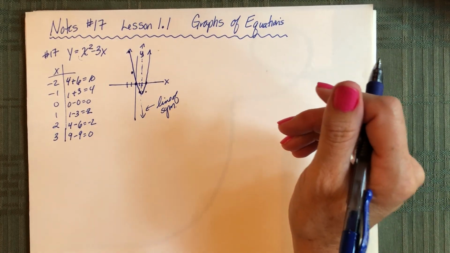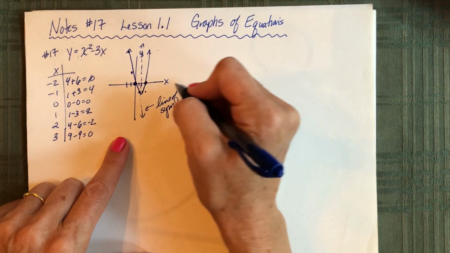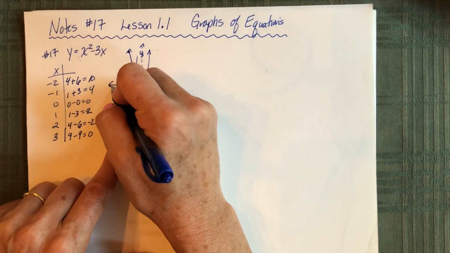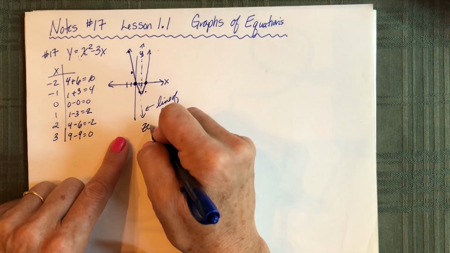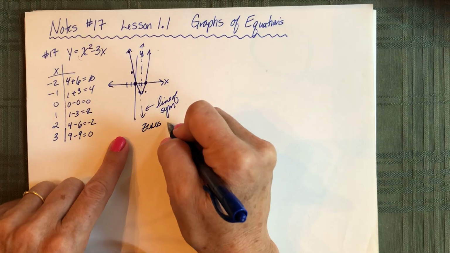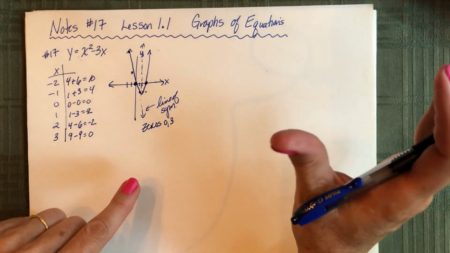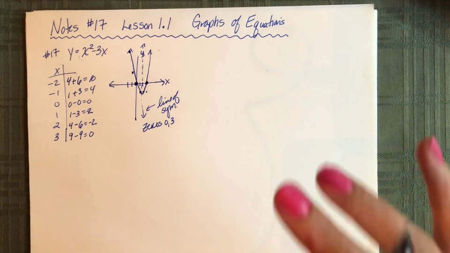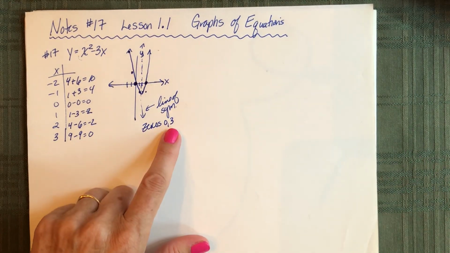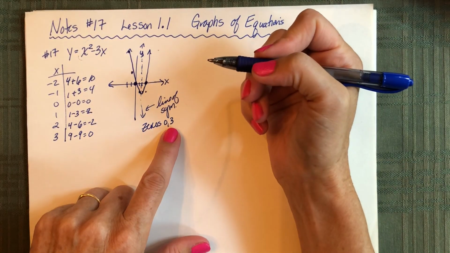I could find my vertex. My zeros are where the graph is going to cross the x-axis. That's where the y value is 0. So those points here, my zeros are 0 and 3. Now I know you're thinking, you say the 0 is 3. Yes, the 0 is 3. The 0 has a value of 3. That's where it's going to cross right here at 3, okay?